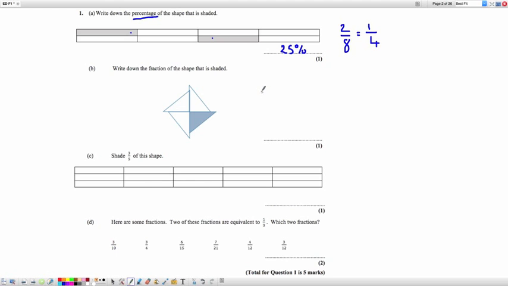What fraction of the shape here is shaded? 1 out of the 4 sections. We're then asked to shade 3/5 of this shape. Well, if we look here, this shape has 1, 2, 3, 4, 5 columns. So if we shade 3 of these columns, we are shading 3 out of 5.